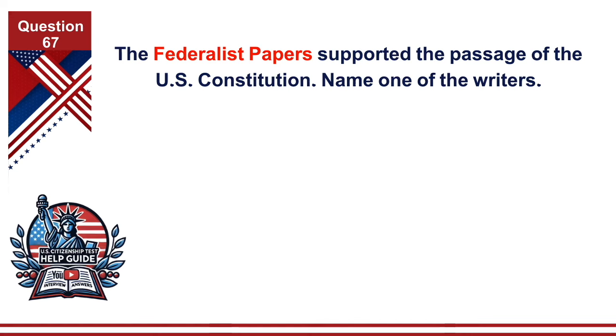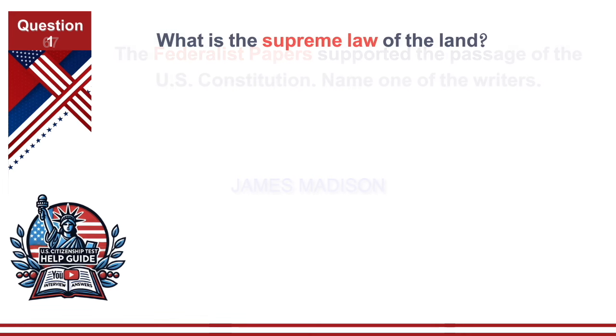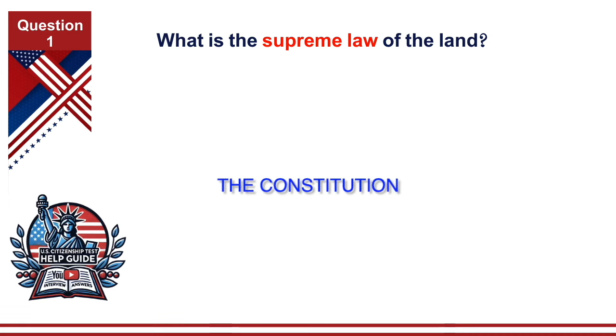The Federalist Papers supported the passage of the U.S. Constitution. Name one of the writers. James Madison. What is the supreme law of the land? The Constitution.